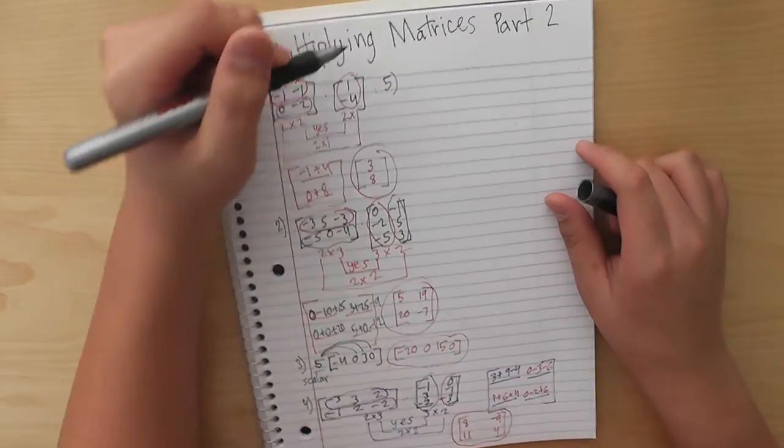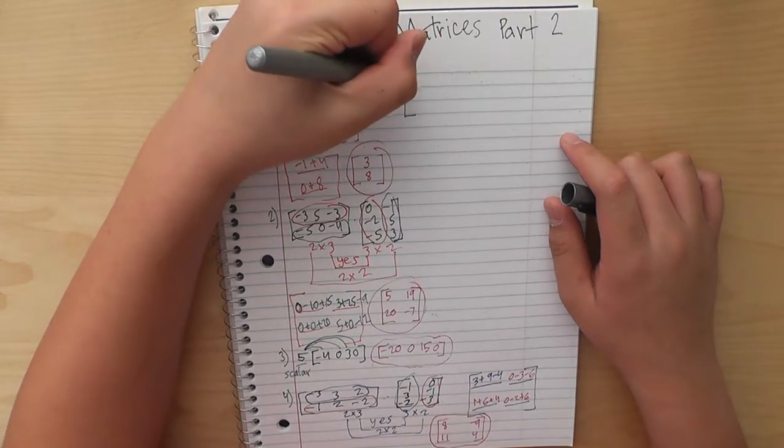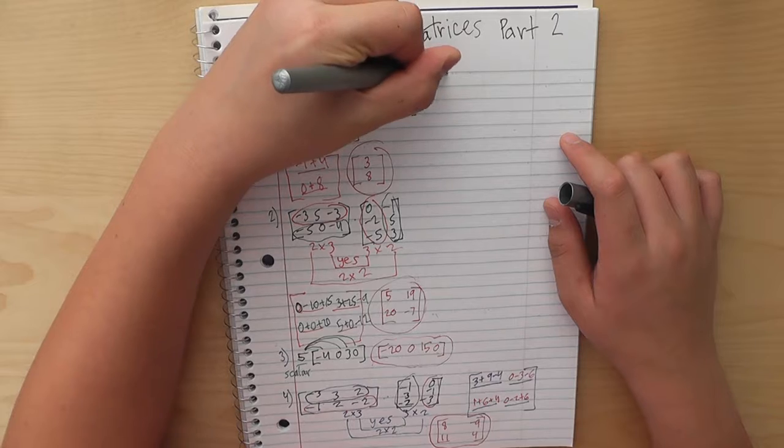For example, 5. We're going to be multiplying 3 matrices together.